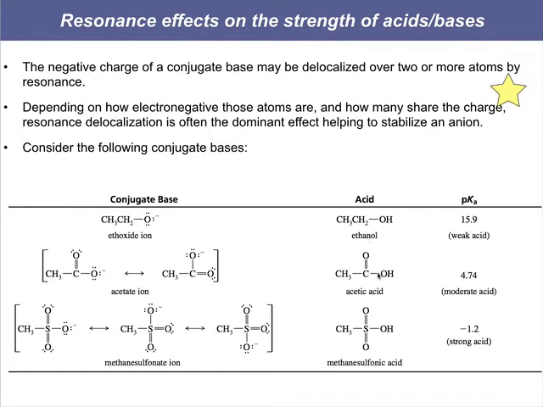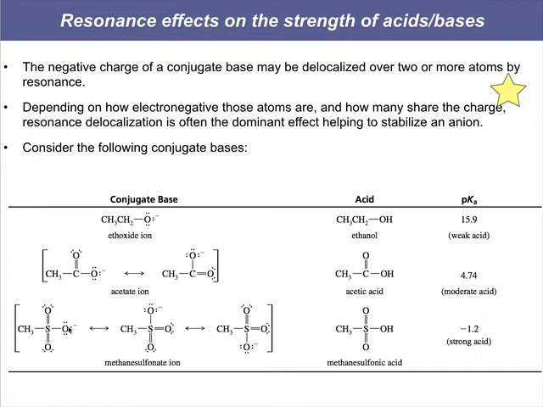We can go further if we look at methane sulfonic acid. This is methane sulfonic acid. The acidic hydrogen on methane sulfonic acid is the one attached to the oxygen, as was the case for acetic acid, and as was the case for ethanol. So if we remove the hydrogen from that oxygen, we get what's called the methane sulfonate ion.